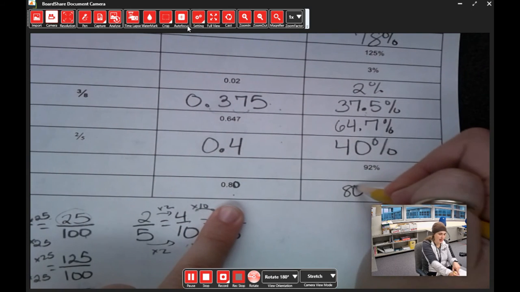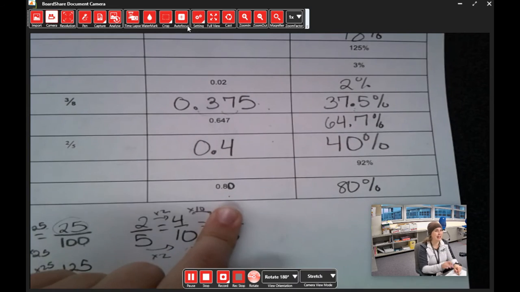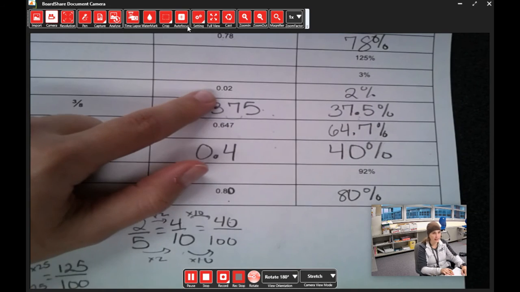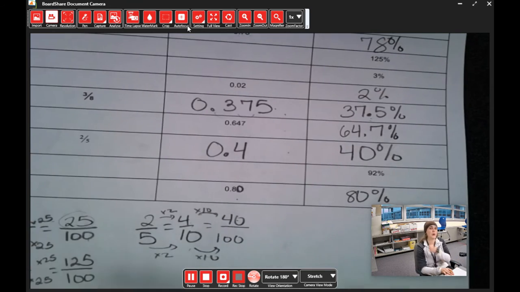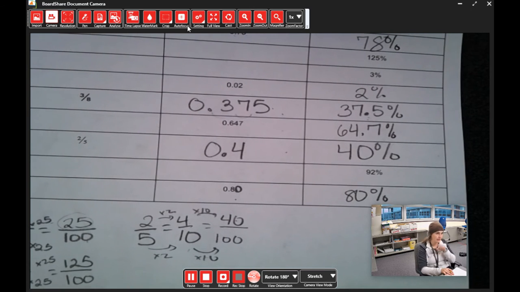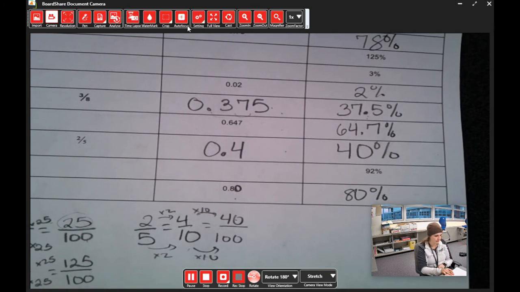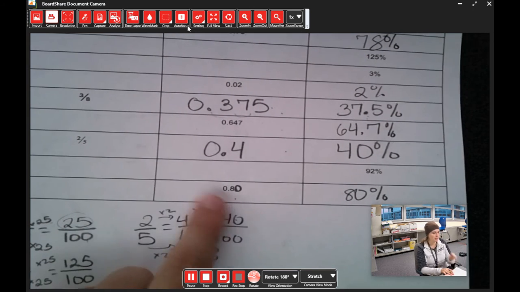Now this one is in the tenths, but I know that that's really 80 hundredths, which is going to give me 80%. That is not 8%. This is 2%. 8% would be 0.08. This is 80%. They're two very different things. All right, so I went from my decimal to my percent.